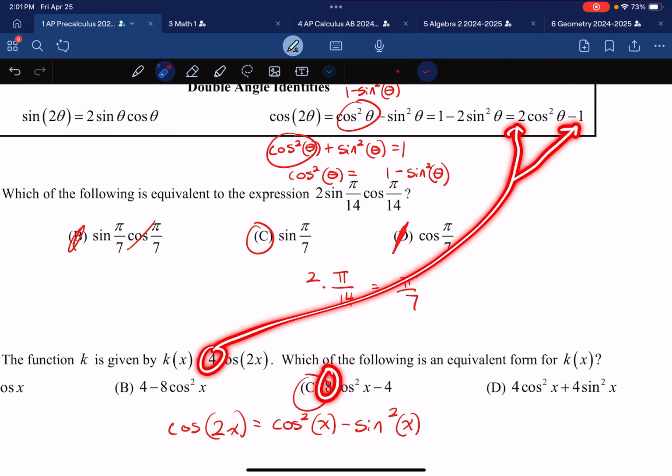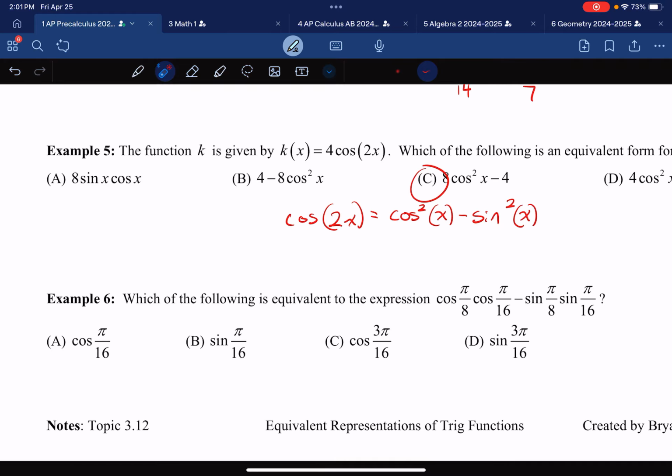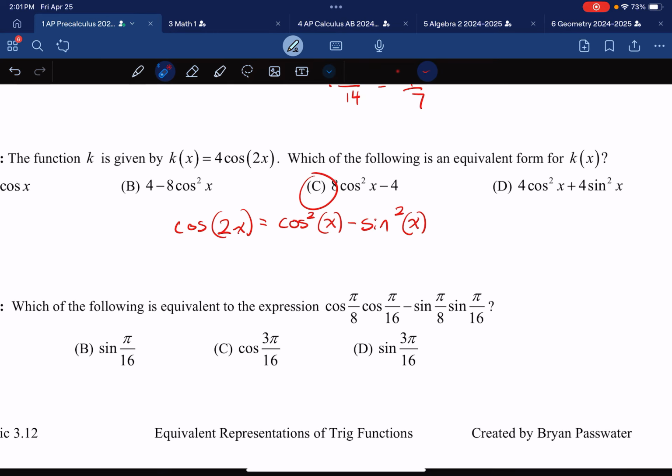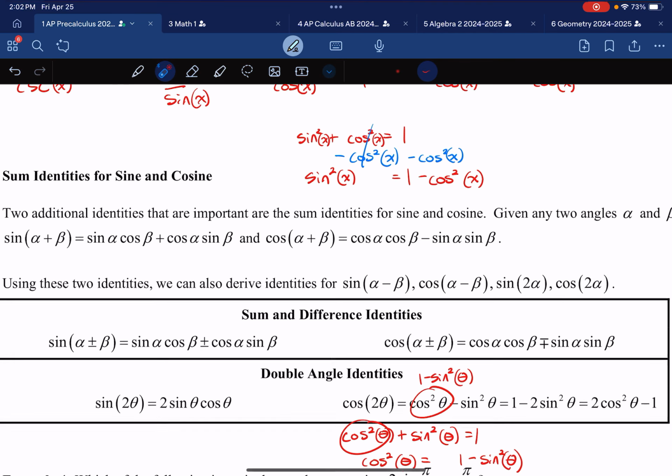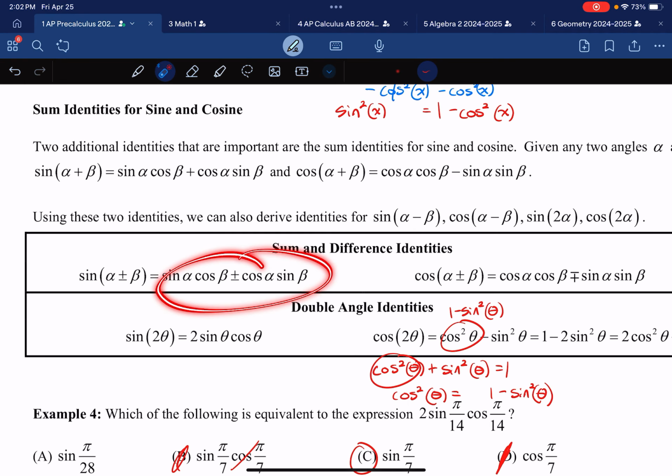Example 6, which of the following expressions is equal to this. Okay, so the first thing that I'm noticing is that there's a ton of trig. There's 4 trig expressions, which means it's an angle addition or subtraction. It's one of these two, right? So how do you tell the difference between them? If it's a double cosine, it's cosine. If it's sine and cosine mixed together, it's a sine.